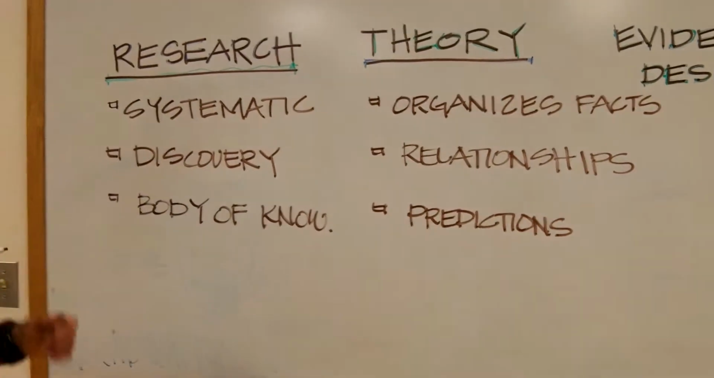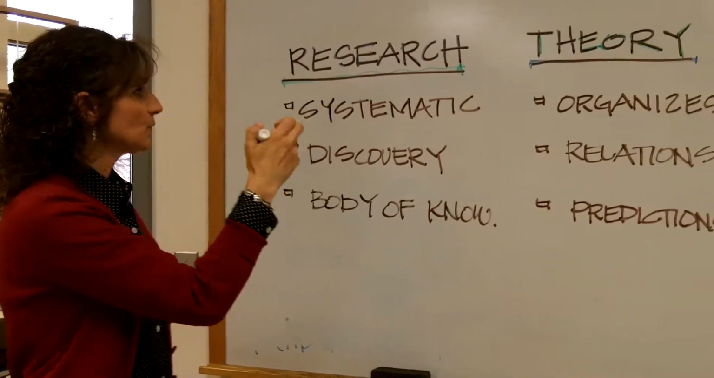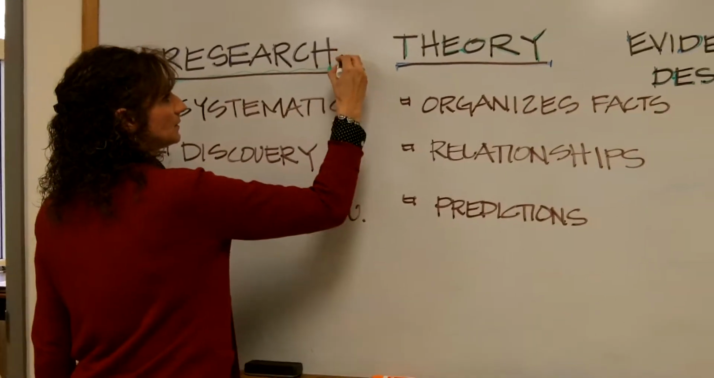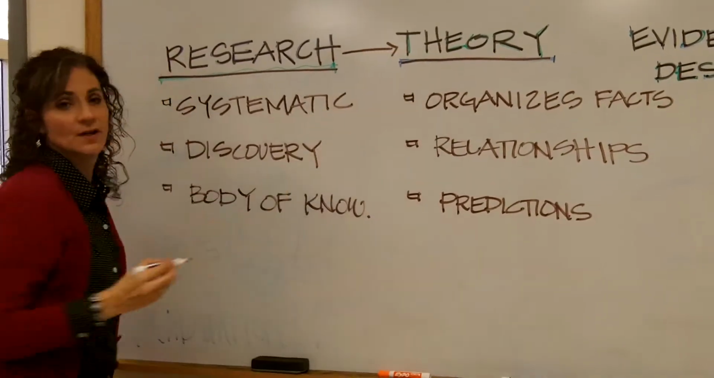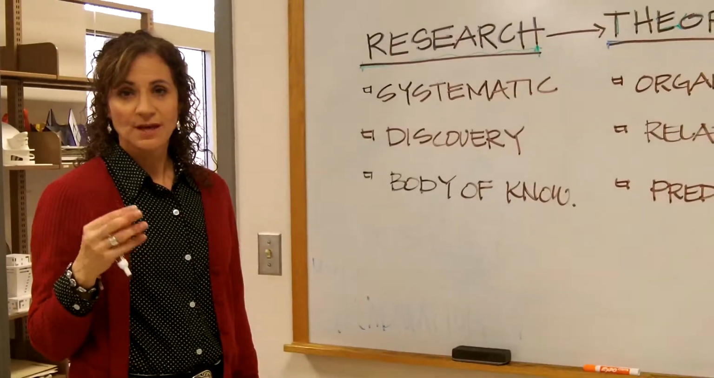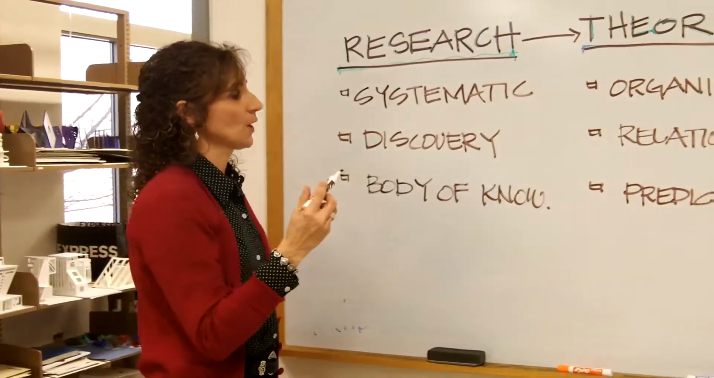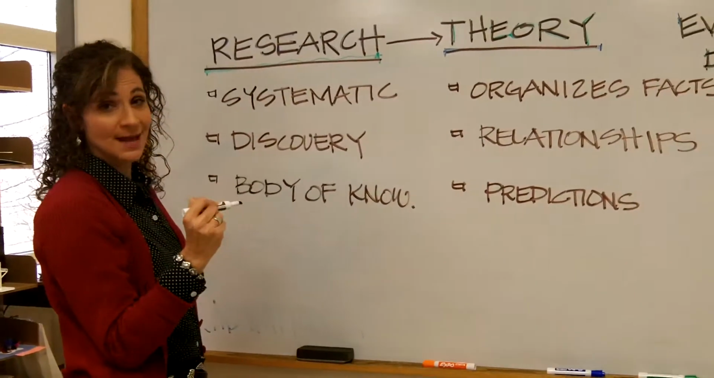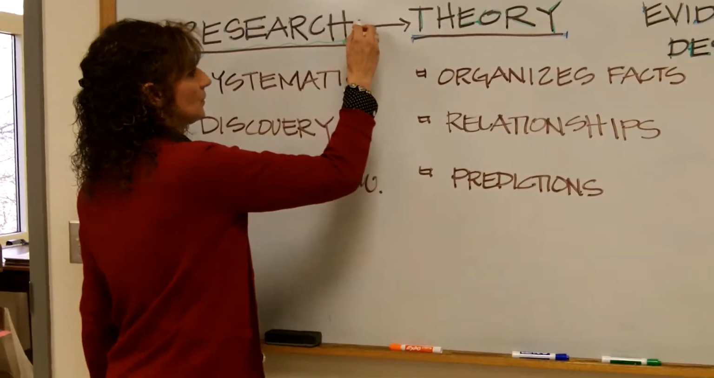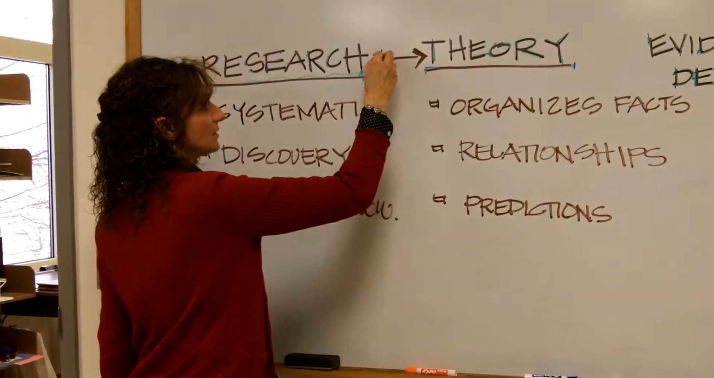Okay, so if we look at the relationship between research and theory, remember we said that research leads to the development of theory. But then we also said that we can use theory as an idea to start a research project. So in other words, we can test theory through research, which is why I'm essentially drawing this arrow with two sides to it.